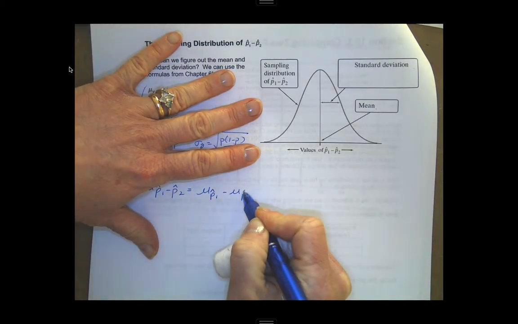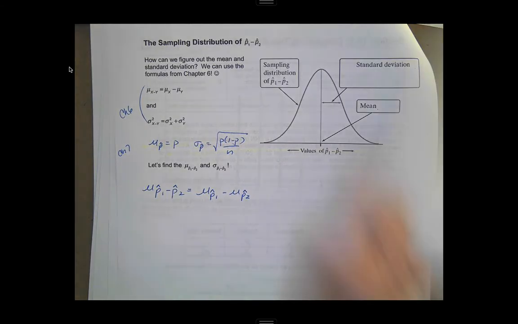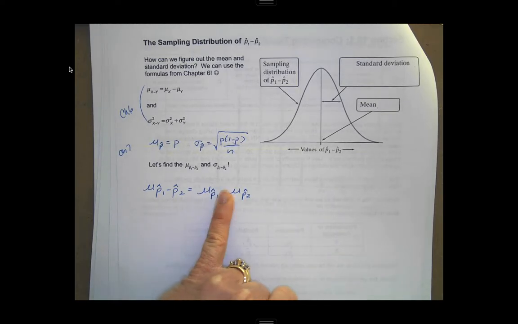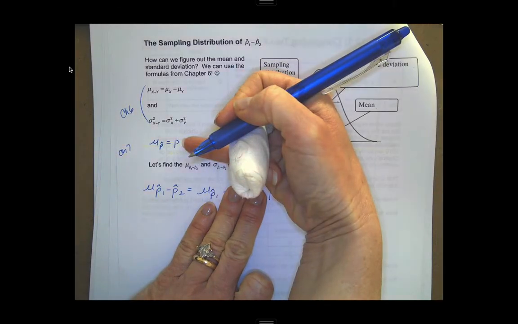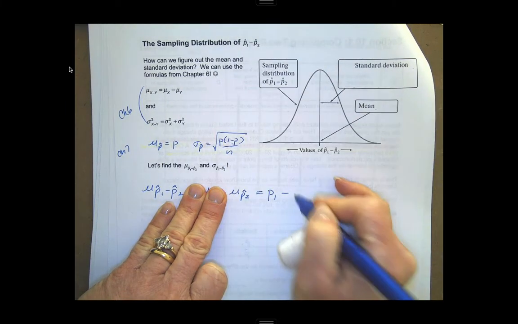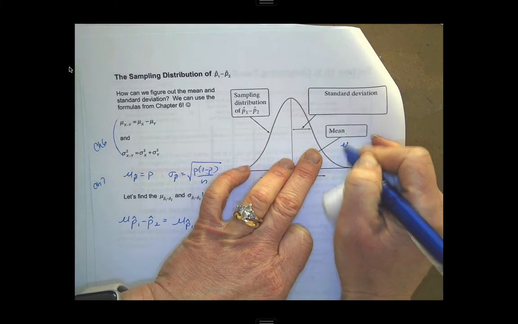Essentially, this is saying that the mean of P hat 1 minus P hat 2 is going to be equal to the mean of P hat 1 minus the mean of P hat 2. If the mean of P hat was P, the mean of P hat 1 is just P1. The mean of P hat 2 is just P2. So the mean of the sampling distribution would just be P1 minus P2.